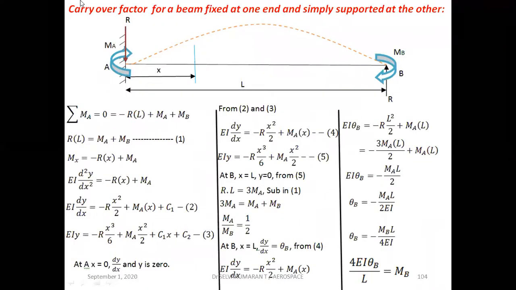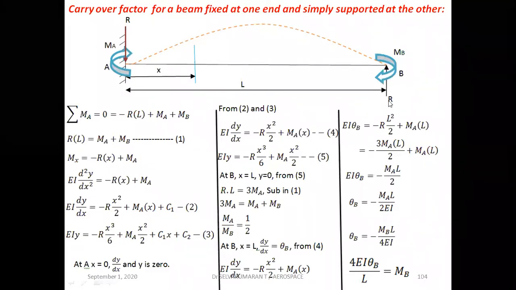Now, carryover factor for a beam fixed at one end and simply supported at the other end. You see here, the left end A is fixed and the right end is simply supported. We call this beam setup a proper cantilever beam. Cantilever beam means one end fixed, other end free. Proper cantilever beam means one end fixed, other end simply supported at B. So this is the beam condition, right? One end fixed, other end simply supported at B.